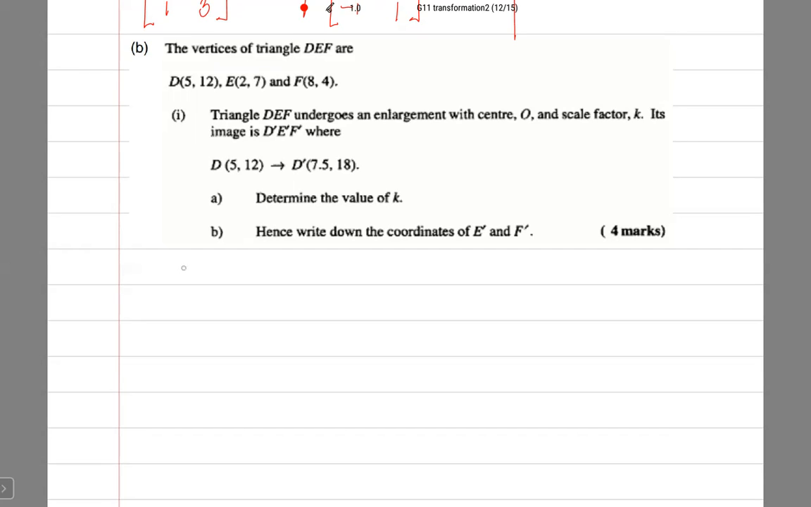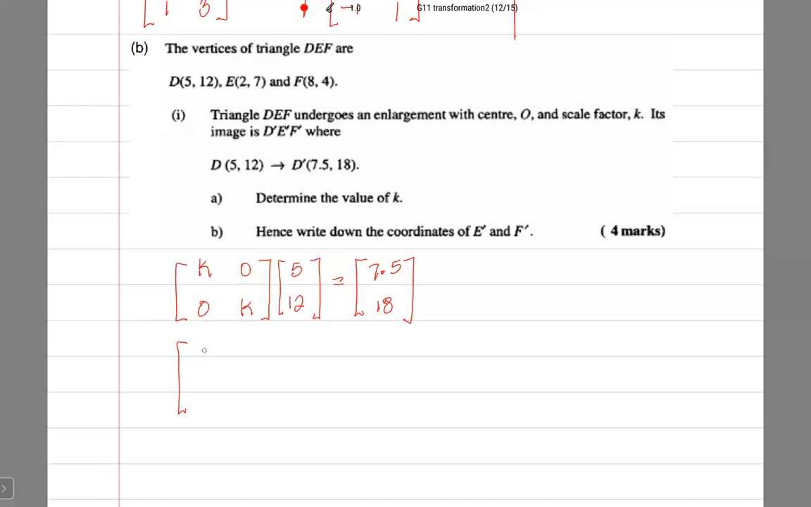Here's what we know. The matrix [K, 0; 0, K] is the 2 by 2 matrix that represents an enlargement, center the origin, and scale factor K. Now, when this was applied to D, which is (5, 12), it became D prime, which is (7.5, 18). So next we're asked to find the value of K. It's not difficult to do. I'm going to multiply the two matrices.